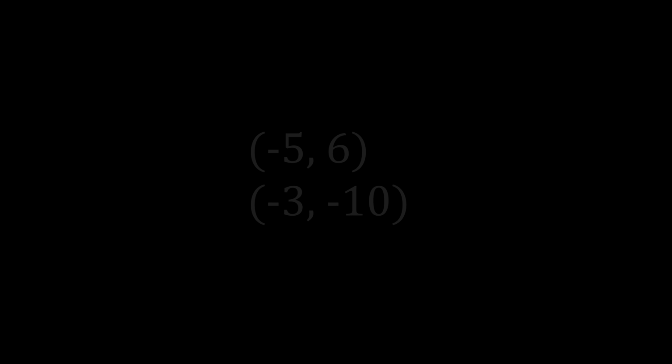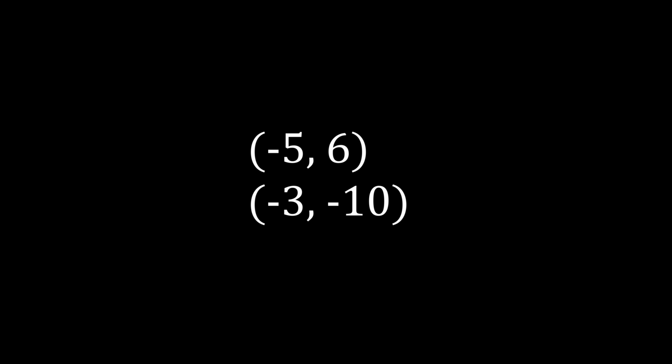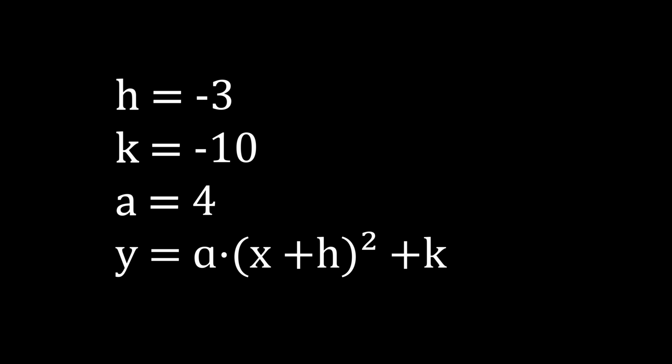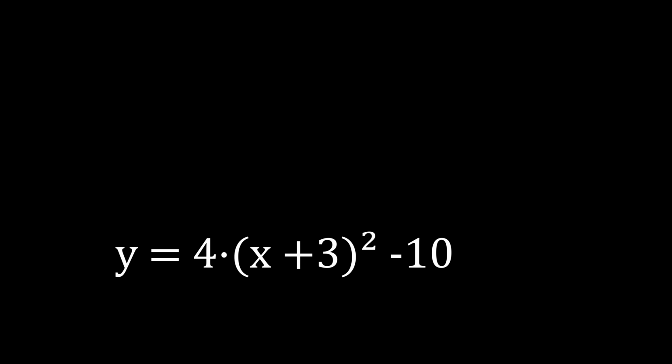But before we start, let's discuss what we just did. First, we used the vertex, or tip of the parabola, point minus 3 and minus 10, to find the vertex form of the equation. Then we used another point the parabola goes through, point minus 5 and 6, to find the value of a. After a few calculations, we found that a equals 4, and with that, we are ready to move on. Now, knowing the general formula for the parabola, we can plug the a value into the vertex form of the equation, and then calculate the input in order to find the standard form of the parabola.